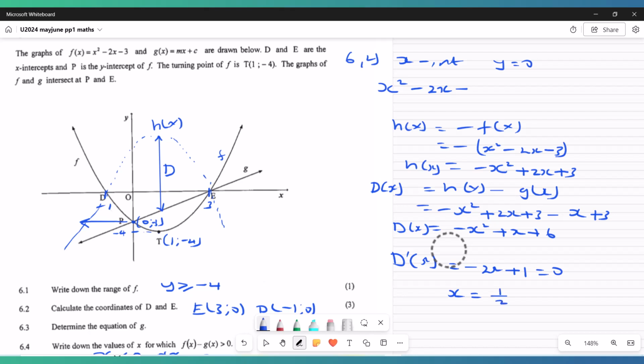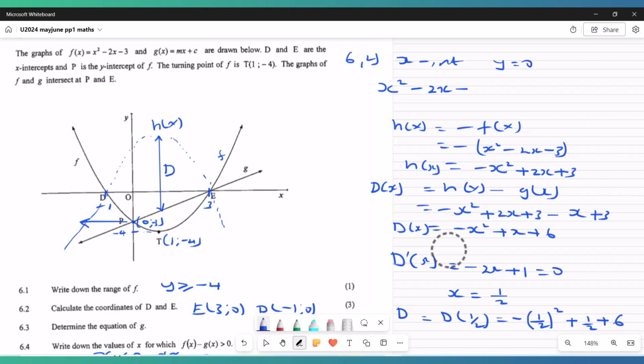As 1 over 2. So to get my distance now, which I'm looking for, it's going to be distance d equals to d expression. I'm going to put a half now, right? So it's going to be now, I'm going to say negative here, then a half, that's 1 over 2 squared, because of negative x squared, then plus a half, okay, then plus 6.